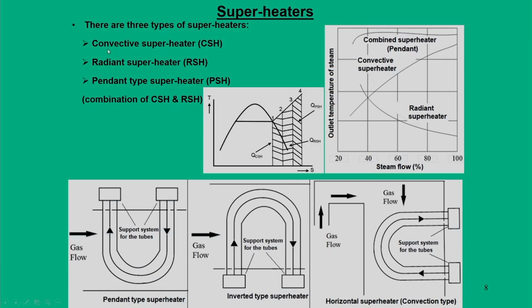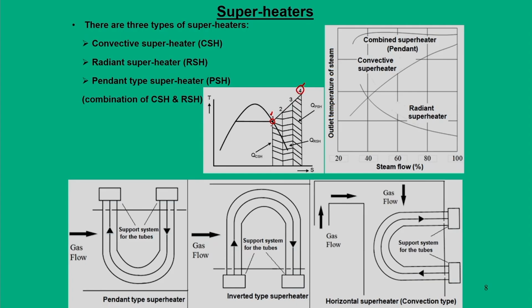The heat exchange can take place in pure convective mode or pure radiant mode. Pure convective mode is called a convective superheater, and pure radiant mode is called a radiant superheater. A pendant type superheater is a combined version of convective and radiative modes. If you look at this TS diagram, the superheating unit operates between state points 1 and 4, because the saturated steam enters at state 1 and leaves superheated at state 4. Through this the heat addition takes place.